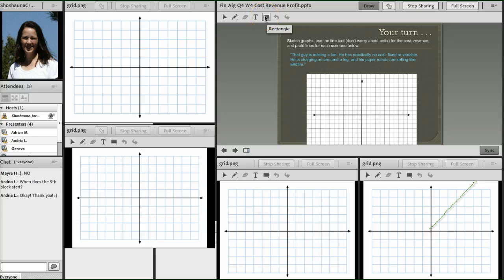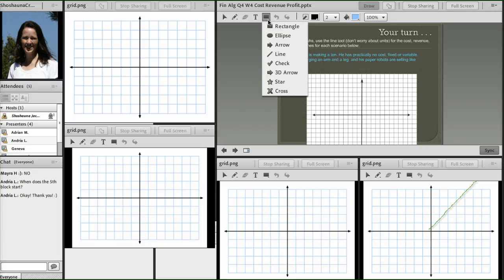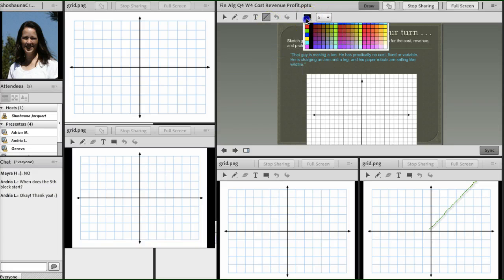So the way that you get the line is you click the rectangle and you click it until you find the line, and then you pick the line. Then you can change colors. So if I was to do a low cost, low whatever, I'd have a line that's kind of like that.